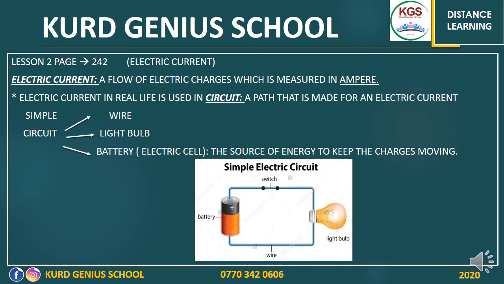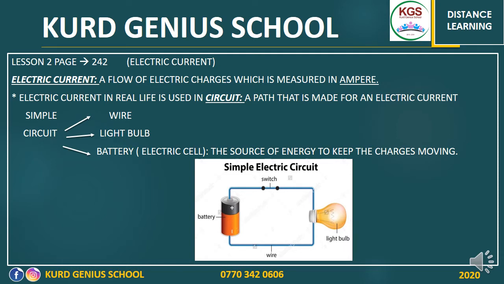Okay, electric current in real life is used in a circuit. What is a circuit? A circuit is a path that is made for an electric current. It's a path. Alright, guys, those positive and negative charges do not move and walk just like us. They're not grabbing a taxi, of course. They need a special path, which we call a circuit.